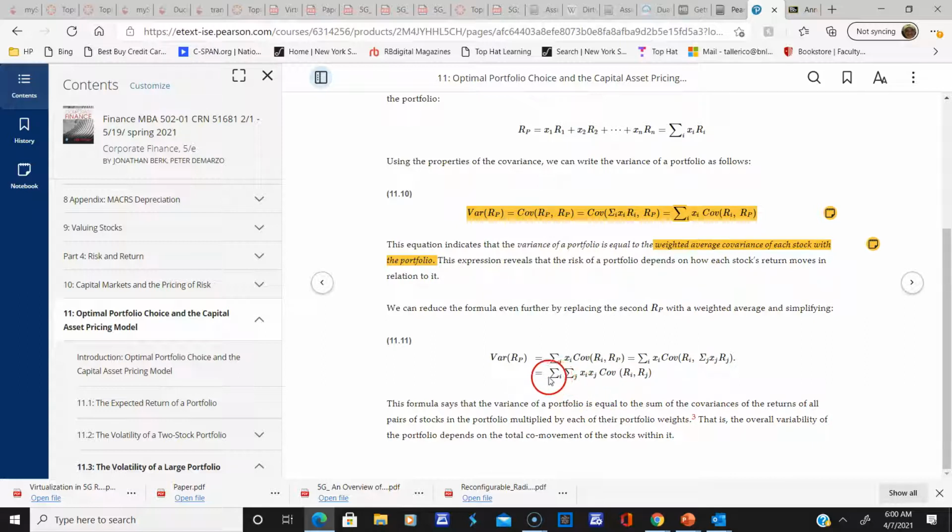So basically, they reduced that equation even further right here. Okay? So the variance of a portfolio is equal to the sum of the covariances, okay, of the returns of all pairs of stocks in the portfolio multiplied by each of their weights. So you could do this in Excel, right? You could set up an Excel equation. That is, the overall variability of the portfolio depends on the total co-movement of the stocks within it.